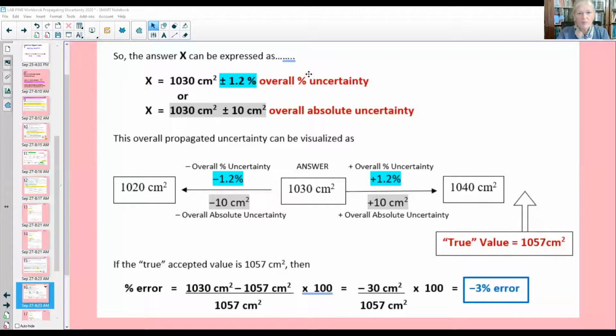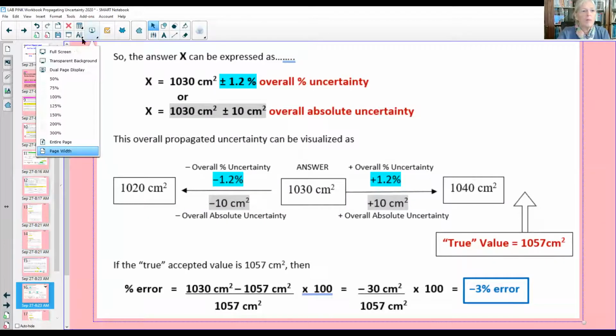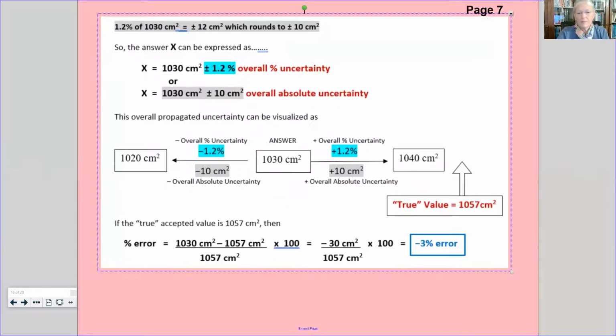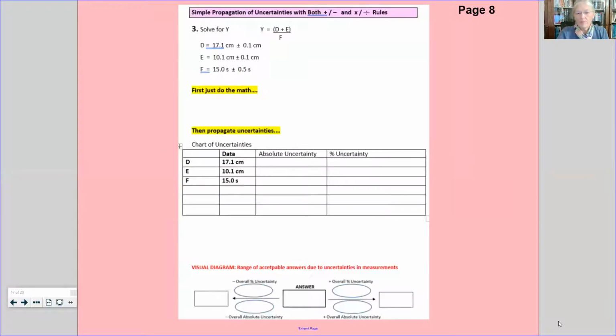So that was an example as demonstrated on one of the pages in your pink packet. Now I would like to look at example 3 with you. If you look at simple propagation of uncertainties, number 3, in your pink packet on page 8, here is the equation and the data that I'd like you to do.